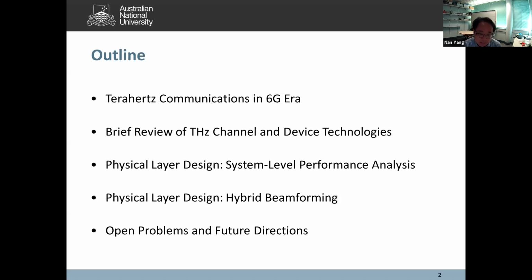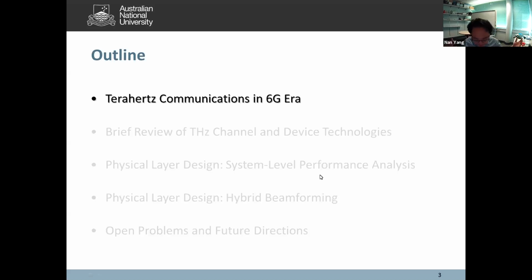And after that, I'm going to introduce two pieces of my recent works in Terahertz Communications. One is about system level performance analysis, and one is about hybrid beamforming. And in the last section, I will give a few open problems and challenges for Terahertz Communications. So here is the structure of my talk today. So let's start with the 6G era.